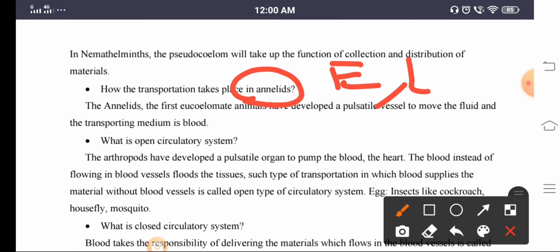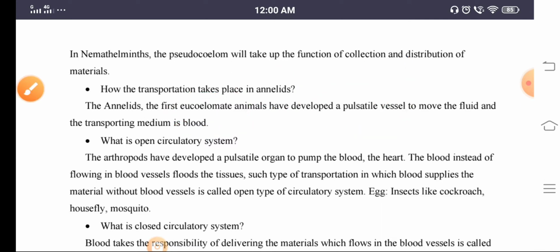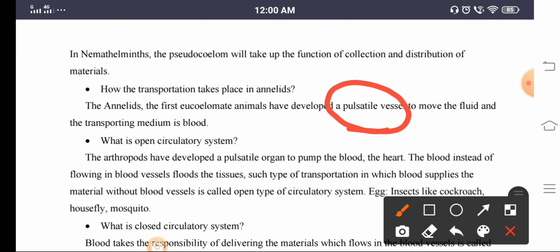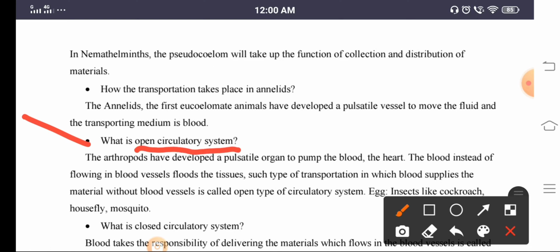In these annelids, how does transportation occur? They are eucoelomates, and there is a special organ, a pulsatile vessel. This vessel plays a major role in the transportation of food material in annelids. Next, there is another technical term, which is also very important for examinations: what is an open circulatory system? An open circulatory system means the blood flows in the body outside the blood vessels.